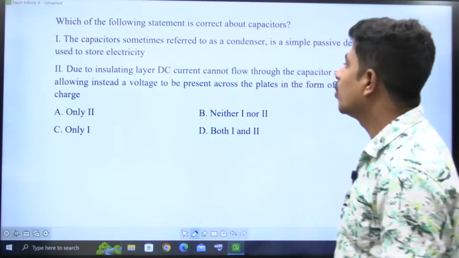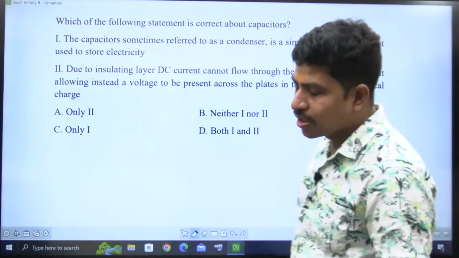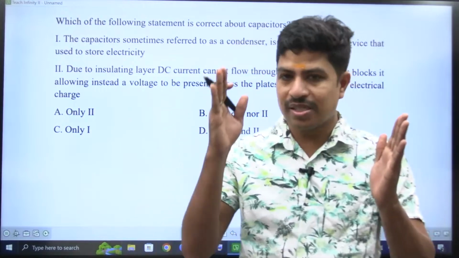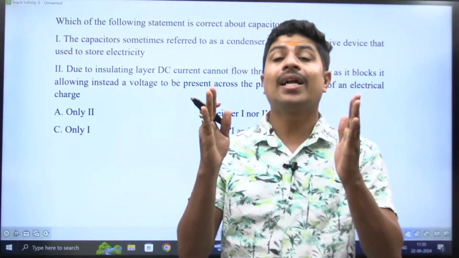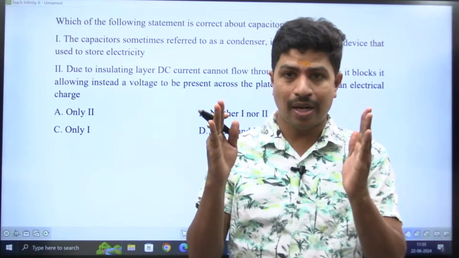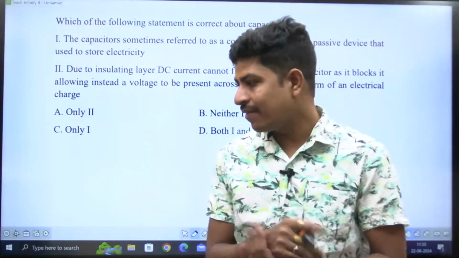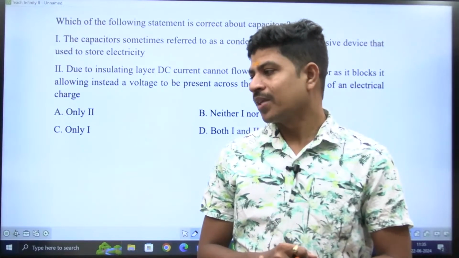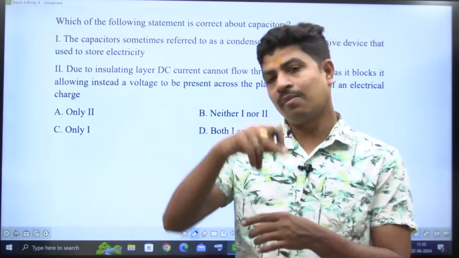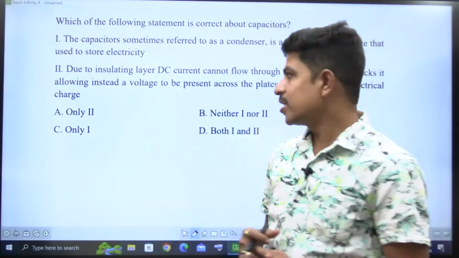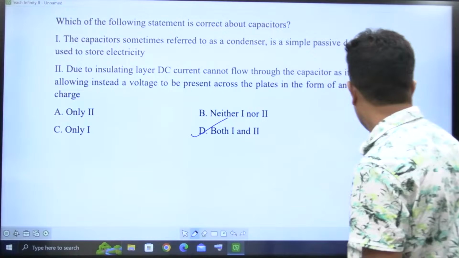Next question. Due to the insulating layer, DC current cannot flow through the capacitor. Yes, see, no direct current. See, this is plate A and plate B of the capacitor. In between, a dielectric will be there. Dielectric is an insulator. No direct current will flow. In a capacitor, the current that is flowing is called, yes, anyone having any idea what is the name of the current that is flowing in the capacitor? That is called displacement current. Normal conduction current is different from displacement current. Yes, both 1 and 2 are correct, right?